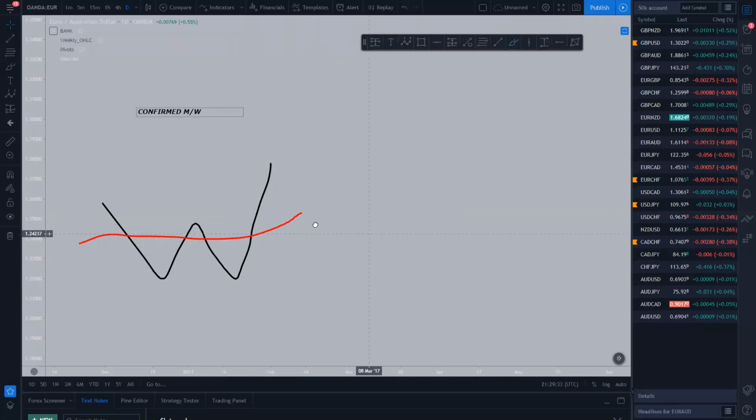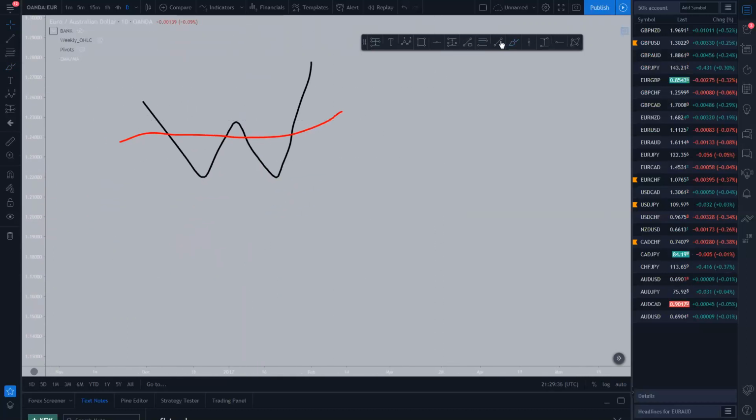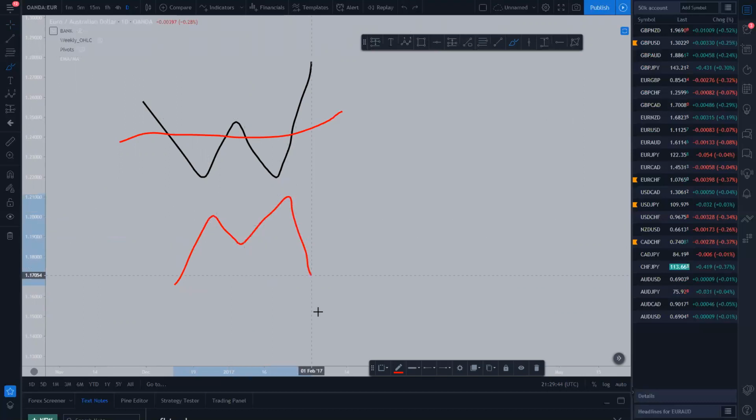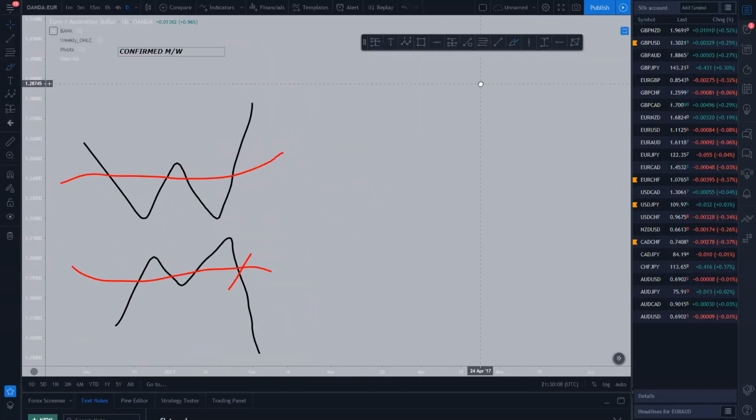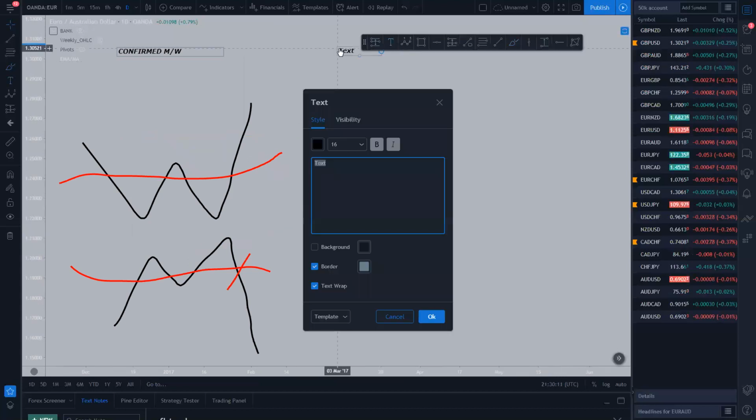Now in a confirmed M, you're looking for price to pretty much do the same thing: to close above, to close below, to close above, and then come down. And that close below is literally where we enter the market. Now, that's the confirmed M and W. Now, the second is advanced M and W.